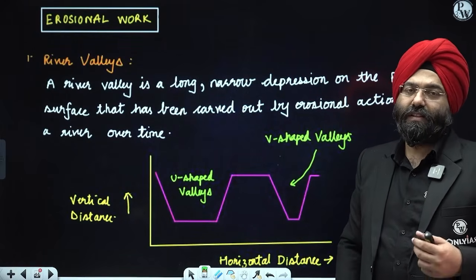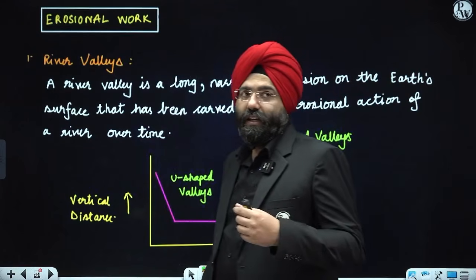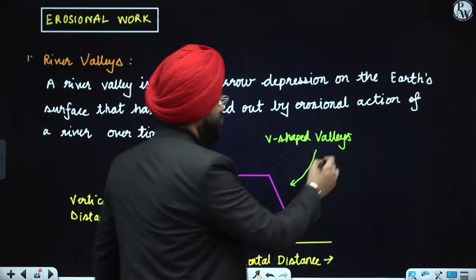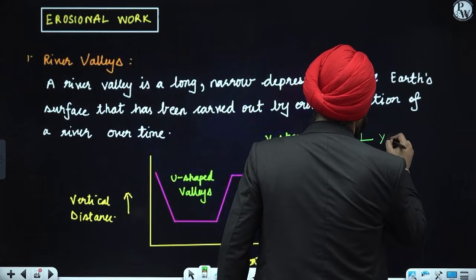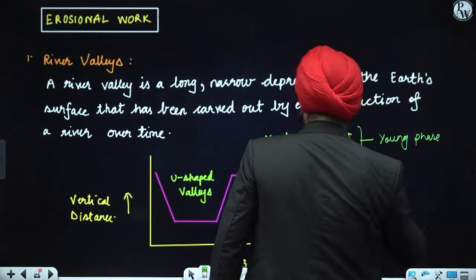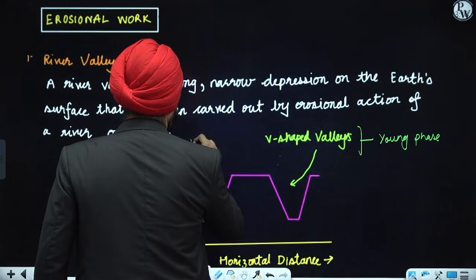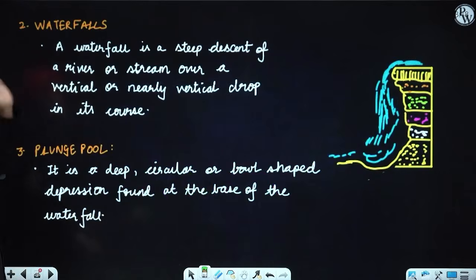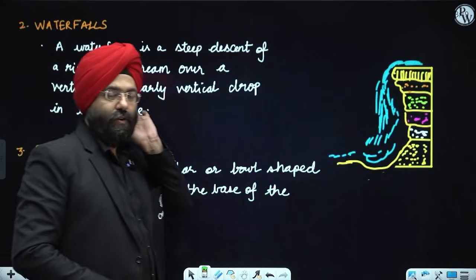Yes, so this is basically known as the river valleys. This is present in the young phase. This is present mostly in the mature phase of the river. When you move further, waterfall. Now, waterfalls are created because of the erosional activities.